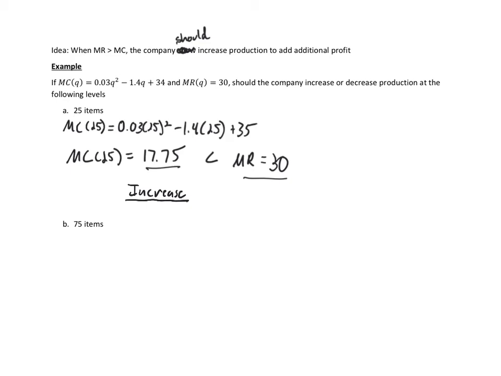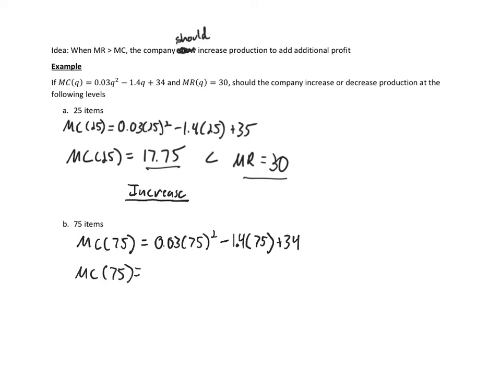Let's see what happens at 75 items. So the marginal cost of 75 items would equal 0.03 times 75 squared minus 1.4 times 75 plus 34. Here we get marginal cost of 75 items equals 97.75. So here cost is greater than our revenue of 30. Marginal revenue is 30. So in this case, we should decrease production.